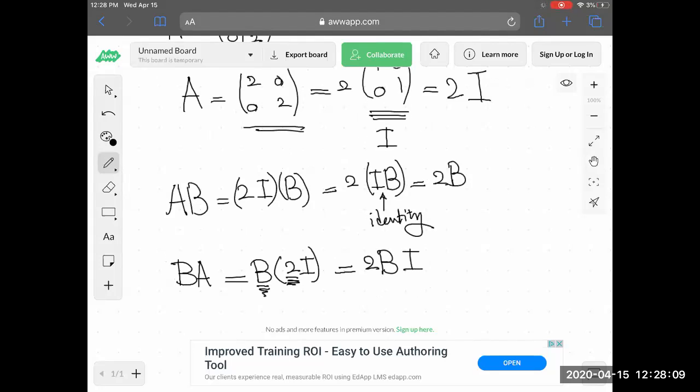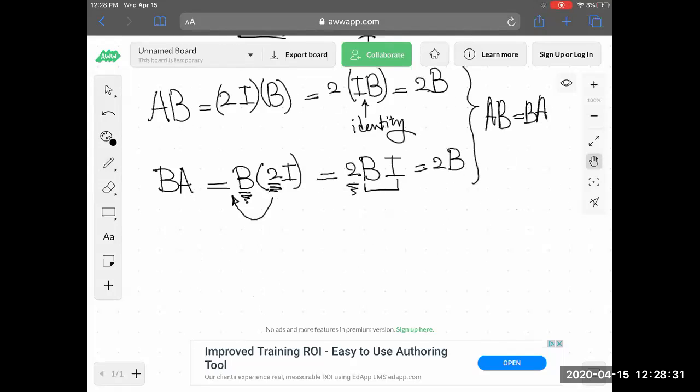And then there is this matrix I. So the numbers commute with matrices. So 2 comes here, and BI, because I is identity, is just B. So we get 2B again. As you can see, both of them are equal to 2B, so they are equal to each other.